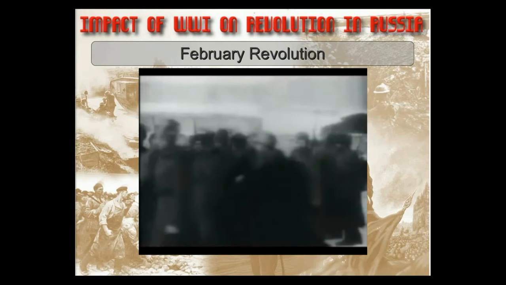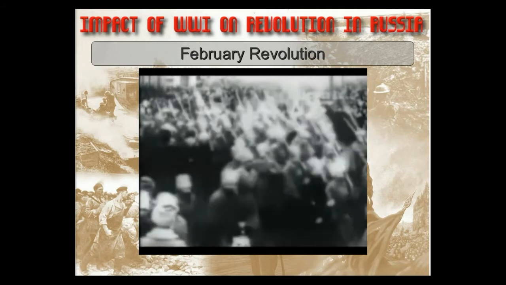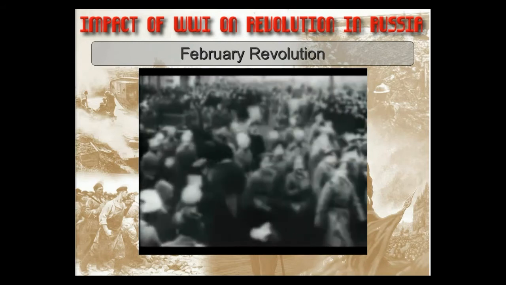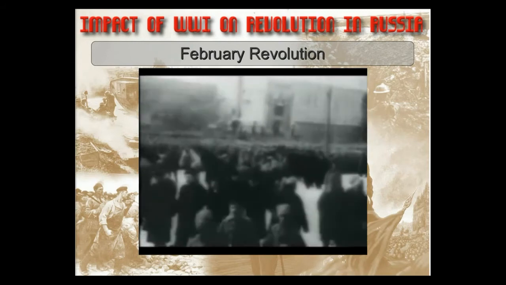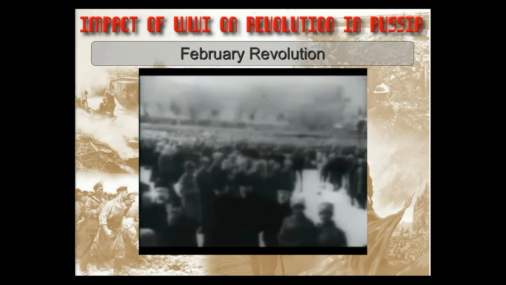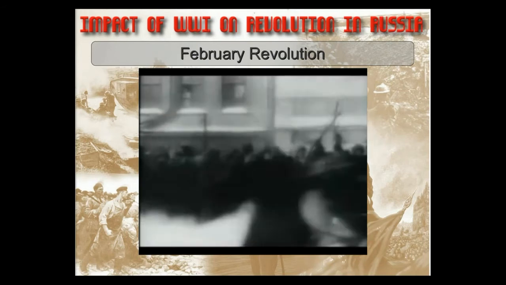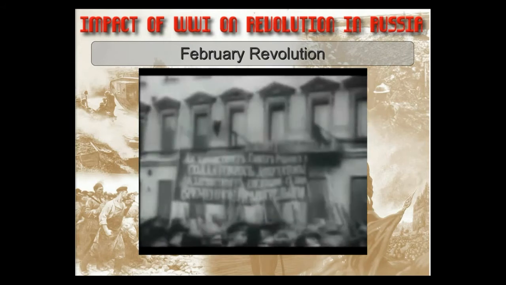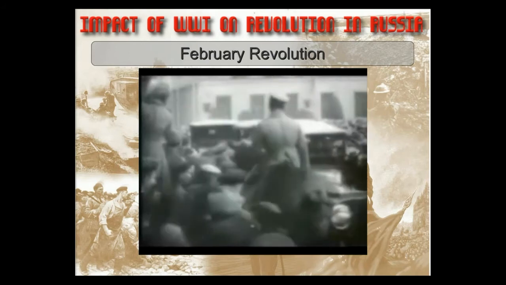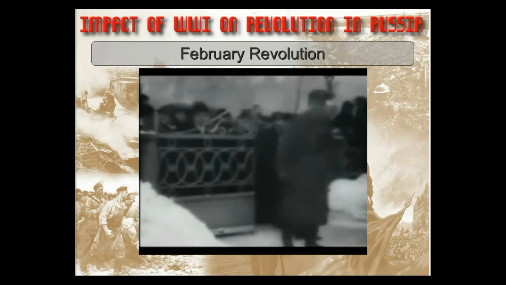Nicholas ordered the police and military to intervene. However, the military was no longer loyal to the Tsar, and many mutinied and joined the people in demonstrations. Fights broke out and the whole city was in chaos. Over 80,000 troops mutinied from the army, and looting and rioting was widespread. Faced with this situation, Tsar Nicholas abdicated his throne, handing power to his brother Michael. Michael accepted leadership but resigned the following day, leaving Russia without a head of state.